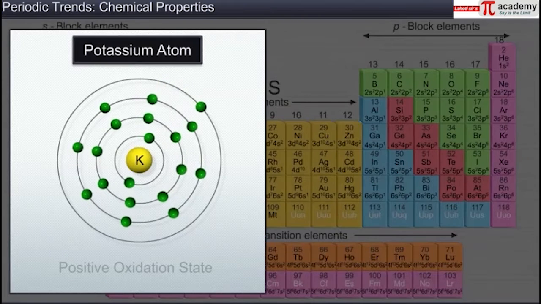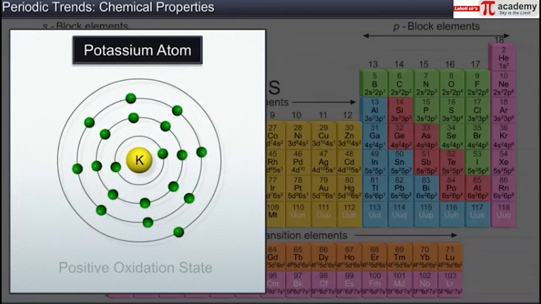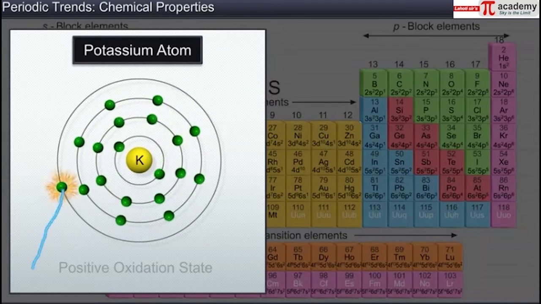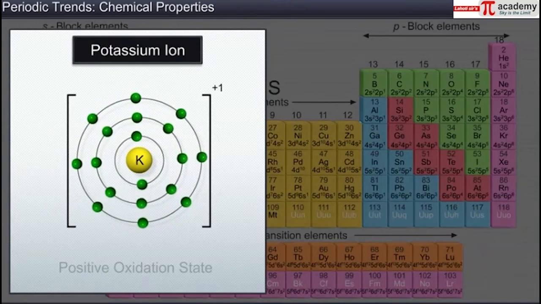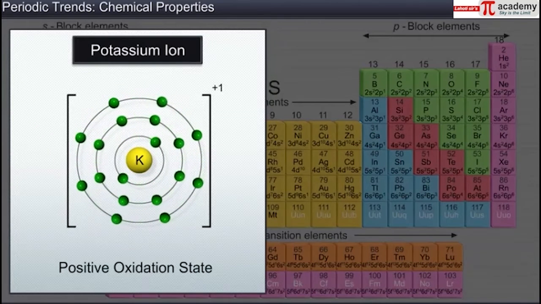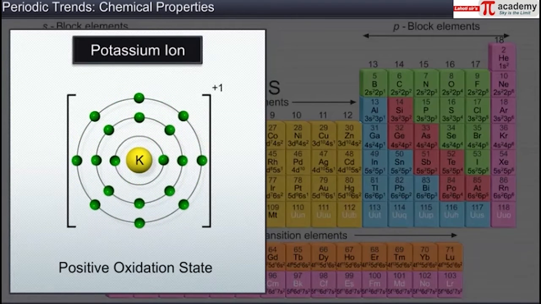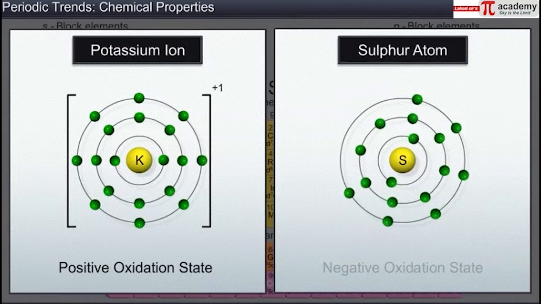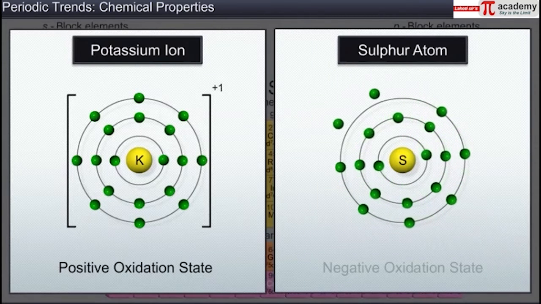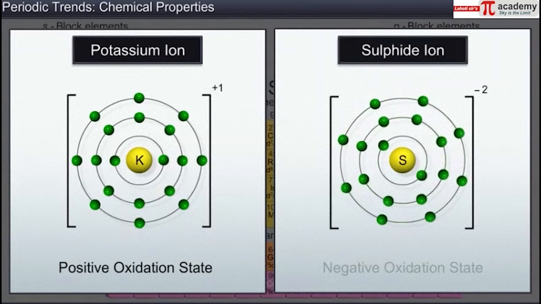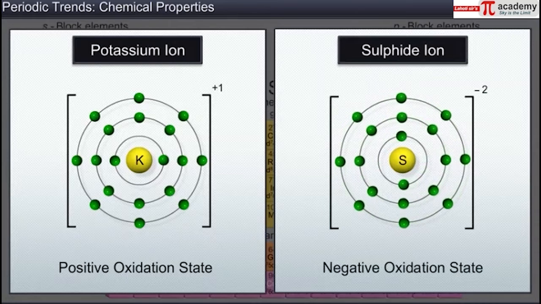In simpler terms, it can be defined as the number of electrons that have been removed from an element, called positive oxidation states, or the number of electrons that have been added to the element, called negative oxidation states.